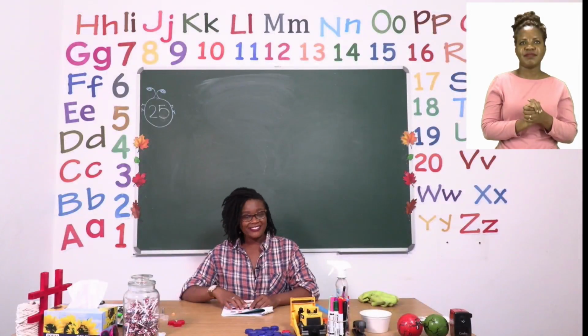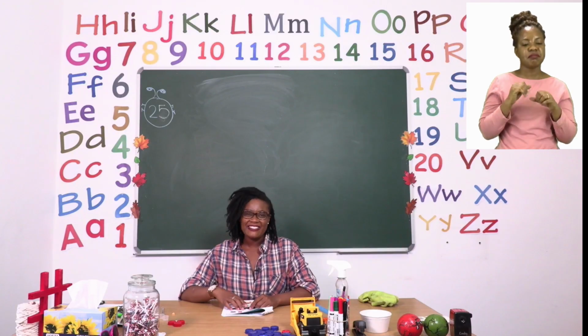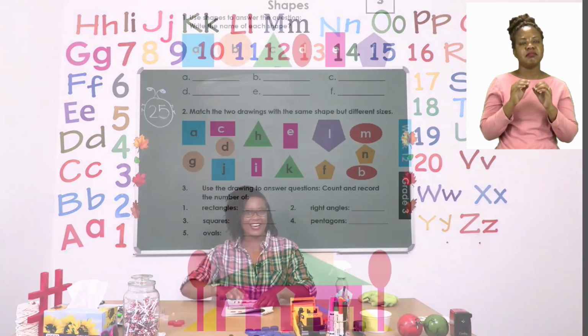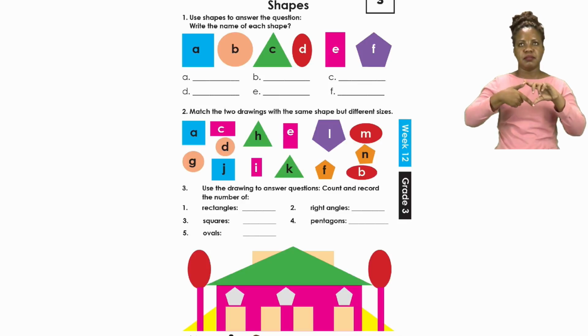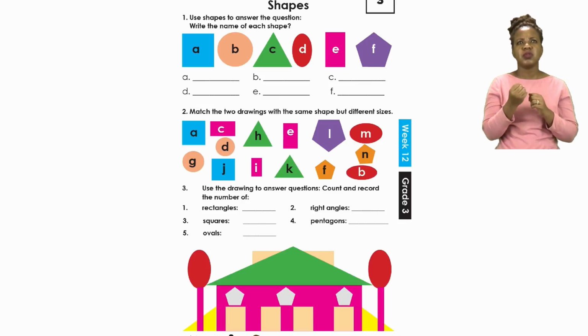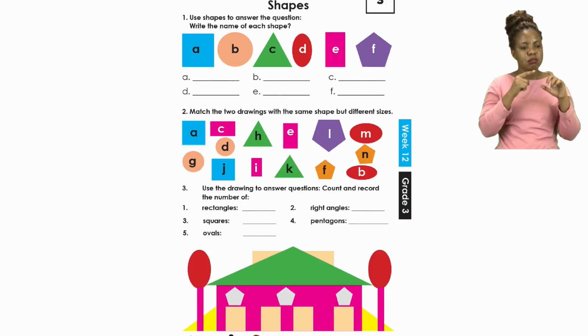For our exercise now, boys and girls, let's all turn to page 25. On page 25, we are going to be doing shapes. You are going to answer questions 1, 2, and 3 about the shapes. Before we start answering, we need to remind each other about the shapes, their names, and their properties as well. So let's take a look at the flashcards.